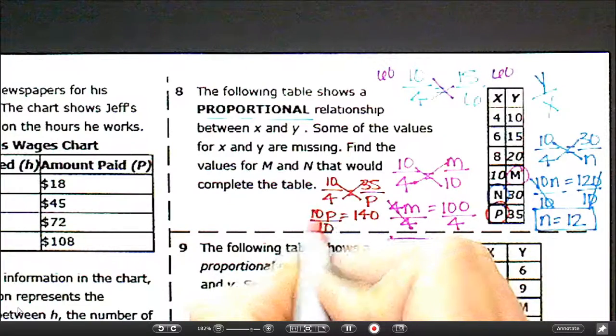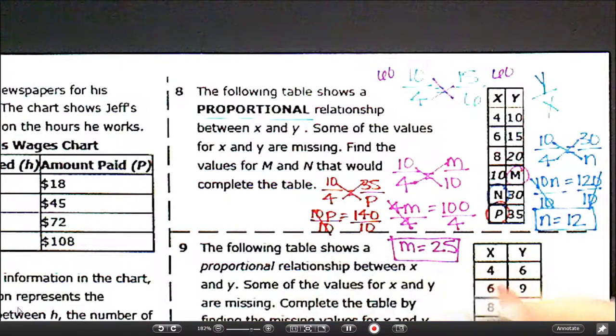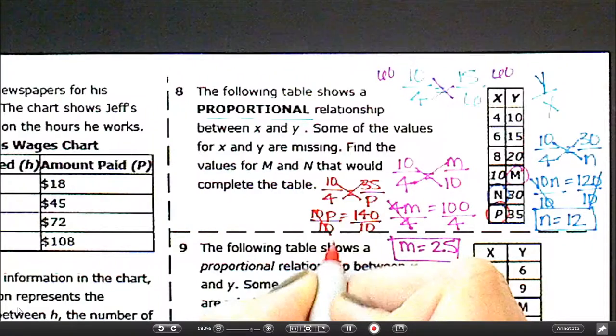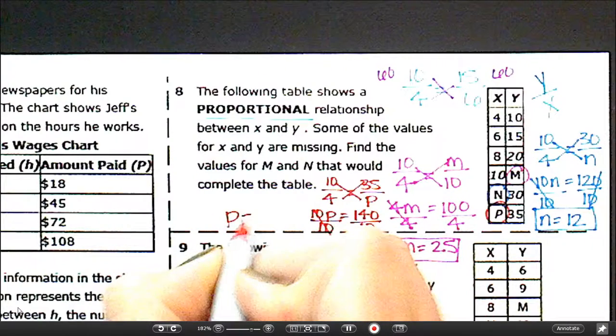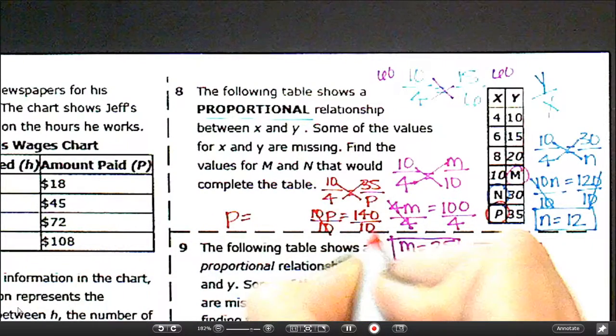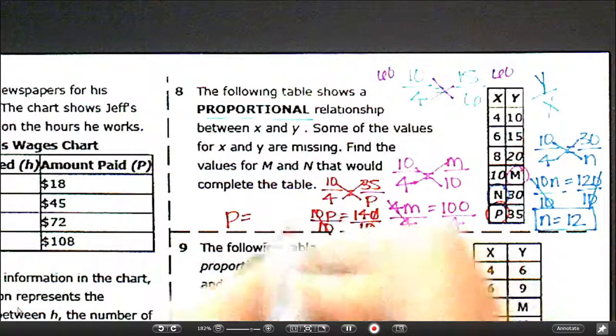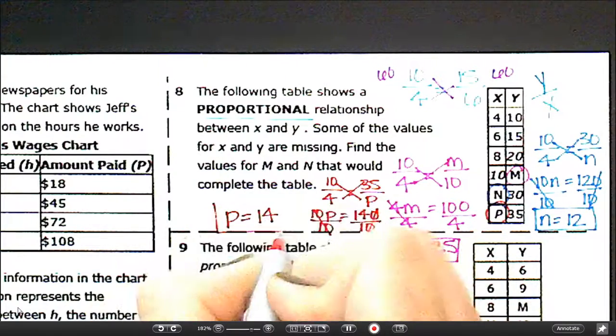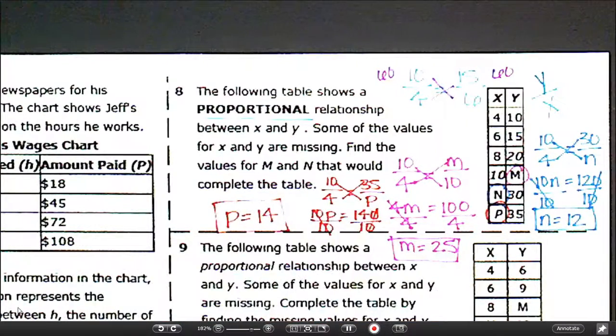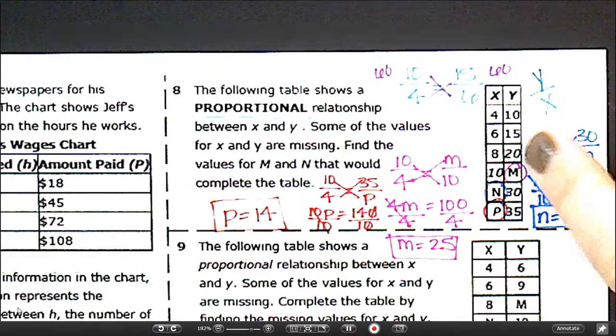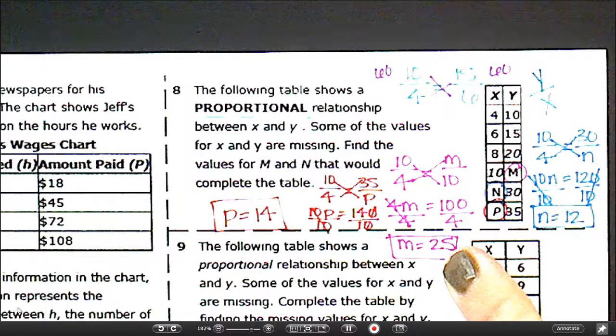Divide both sides by 10. And I know we're kind of running out of space here. I'm going to get P equals, cross out those zeros, 14. Now before I go on to my next problem, I need to look and see, do these fit in the table? So m needs to be between 20 and 30, and it is.